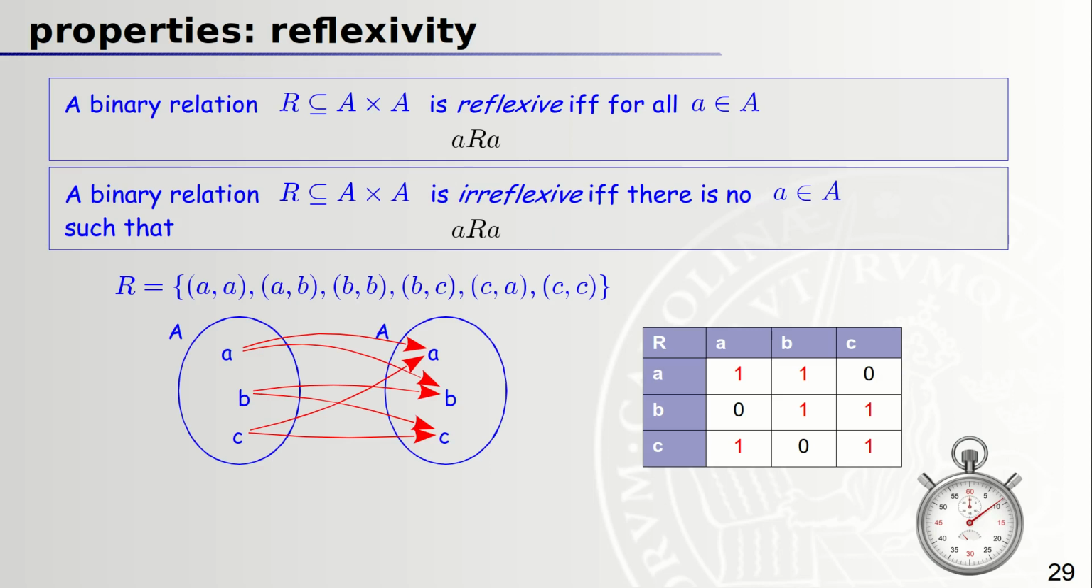This is what a reflexive relation looks like as a digraph and in the table. In the table representation in particular, reflexivity is very easy to identify. A reflexive relation has only ones in its main diagonal.